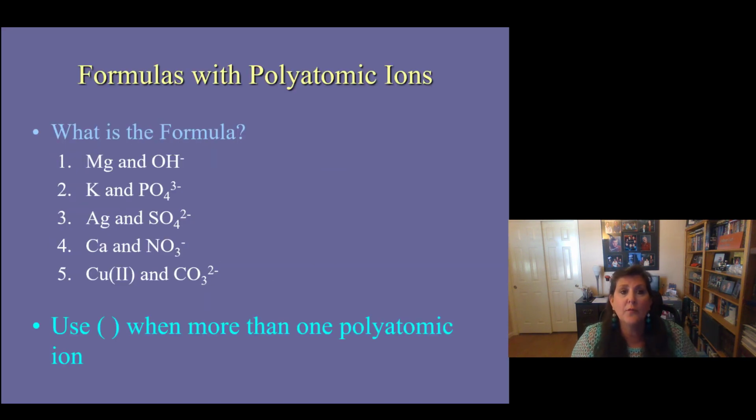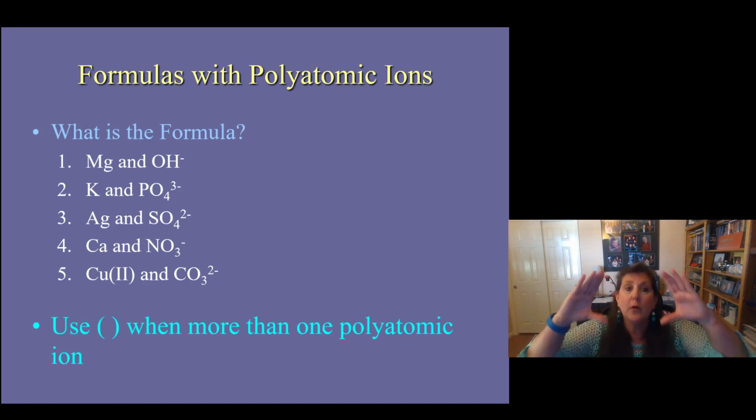Now let's do formulas with polyatomic ions. I'll give you a metal and a polyatomic ion, and you put them together and make sure they add up to 0. We're going to use parentheses when we have more than one polyatomic ion. I'll do number 1 for you.